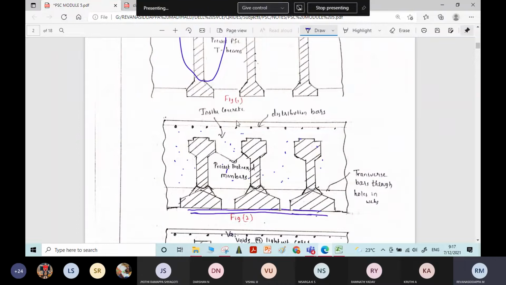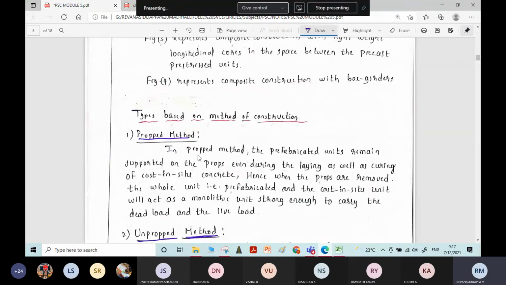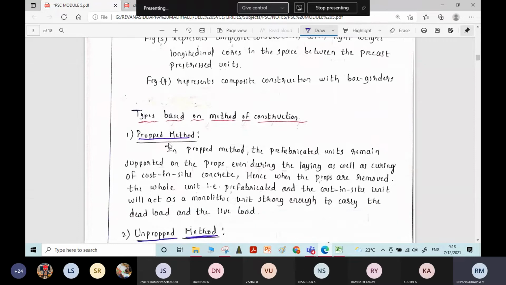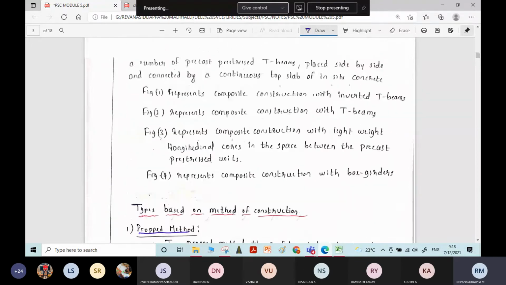After that, this whole section will act as a monolithic section. It will resist the load as a whole. That is called propped construction or the propped method. This is important, students, for your examinations. They may ask you to write about types of construction, and they may ask you to write the difference between the propped method and the unpropped method. I hope you all understood.